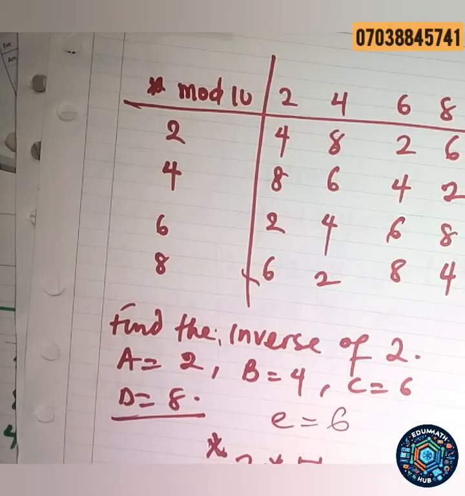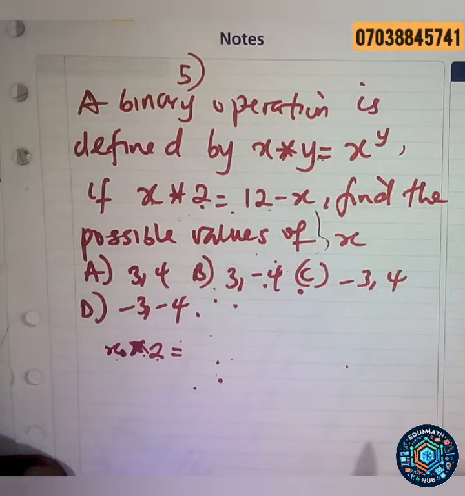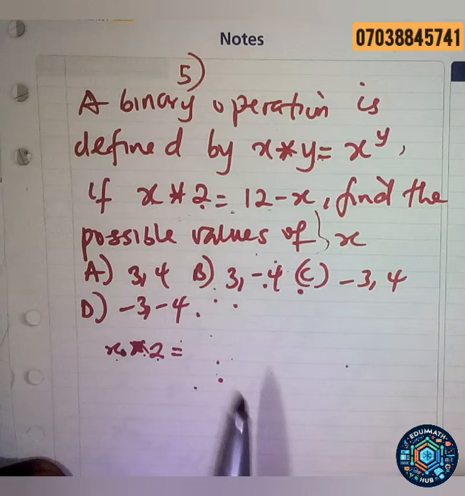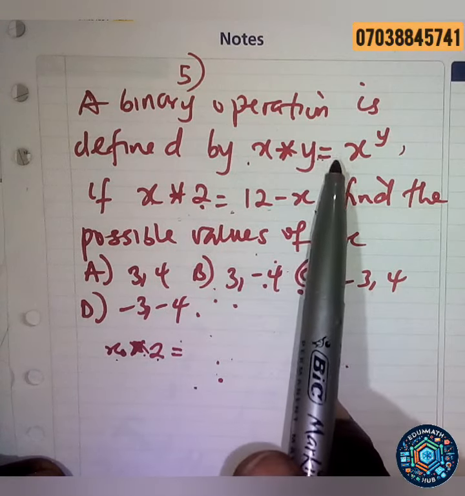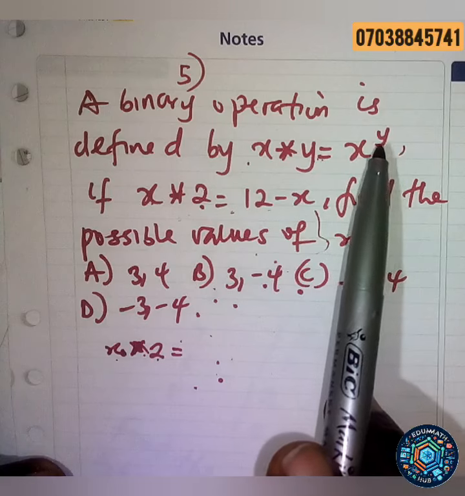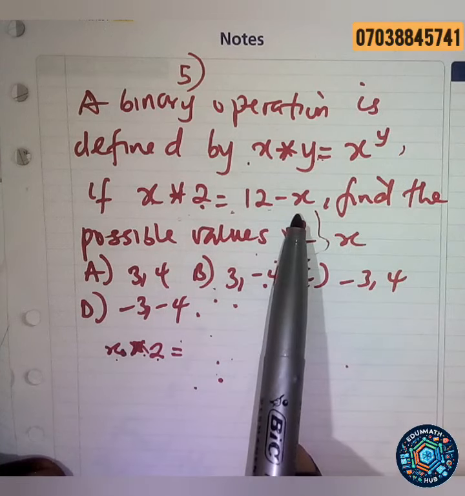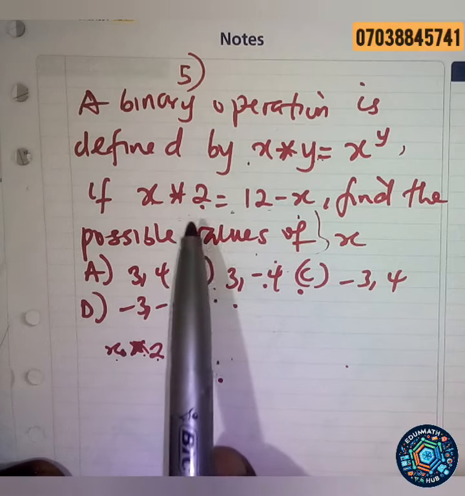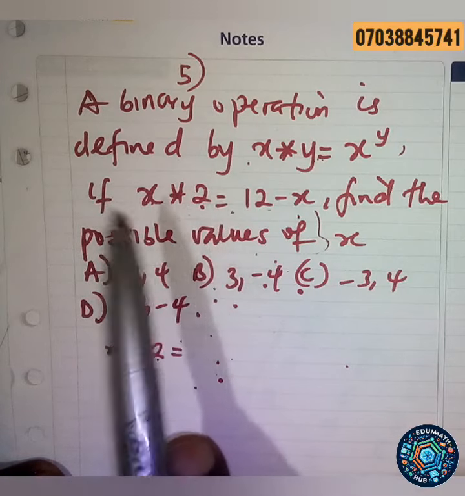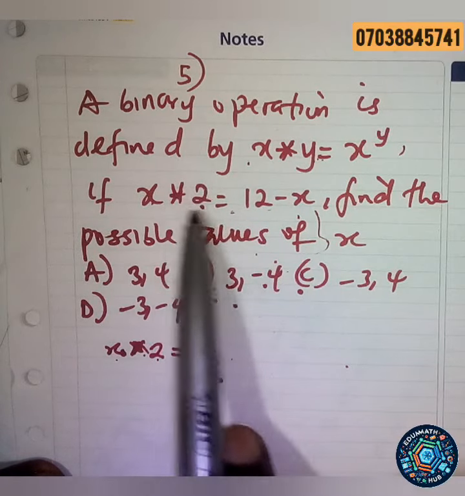Okay, let's move to the next part. Let's take the last question. A binary operation is defined by x operator y equals x to the power y, and we are given this value to find the possible values of x. The first thing to do is to know which one is x and which one is y. The one at the back here is y.